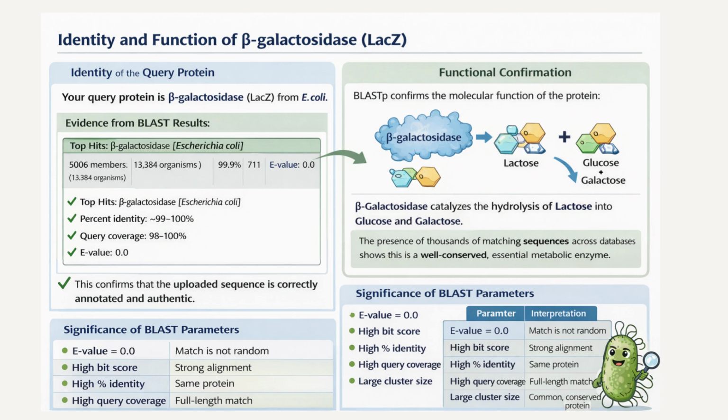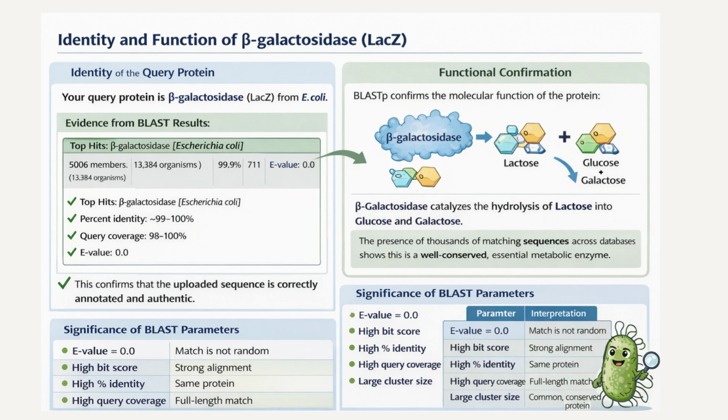When the percent identity is very high, for example around 99 to 100%, it strongly suggests that the sequences represent the same protein or very closely related proteins from different strains or organisms. High percent identity is especially important when confirming the identity of a known gene or protein. Query coverage indicates how much of the query sequence is included in the alignment. High query coverage, such as 98 to 100%, means that almost the entire query sequence aligns with the database sequence.